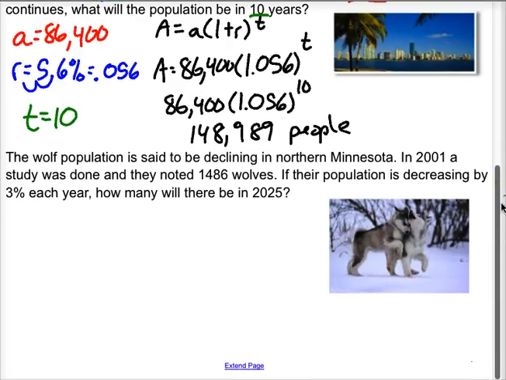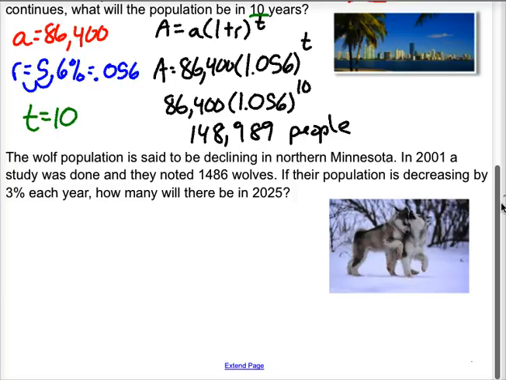All right. The wolf population is said to be declining in northern Minnesota. In 2001, a study was done and they noted 1,486 wolves. If their population is decreasing by 3% each year, how many wolves will there be in 2025?